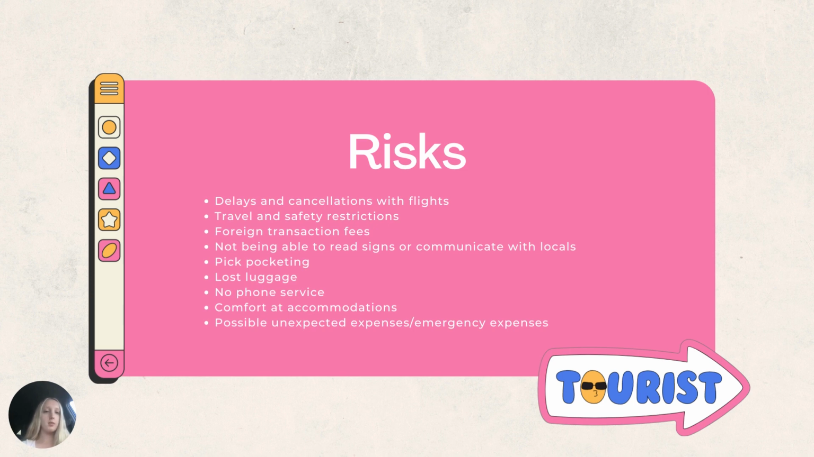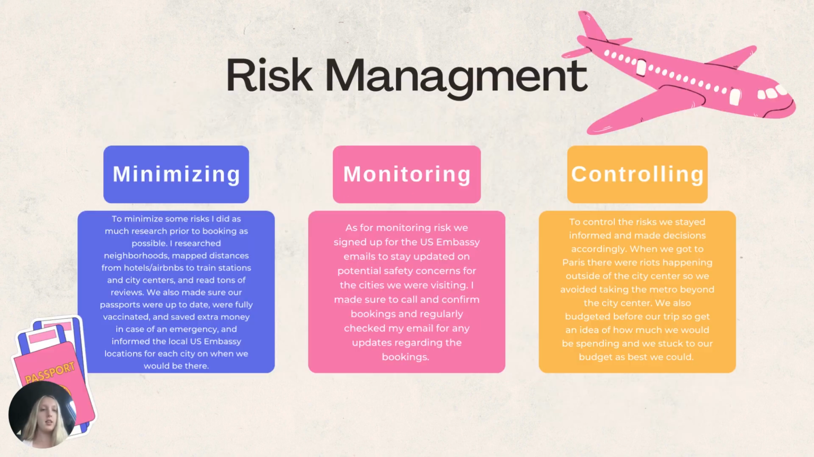For possible unexpected expenses and emergency expenses, we got travel insurance so that for any health concerns or loss or theft, we would be covered by the insurance. Also, for reading the signs and communicating, I did take Italian before going, because I was studying abroad in Italy, so I had a little bit of Italian under my belt. And then we also downloaded the Google Translate app. And I'll get into the rest of them on the next slide.